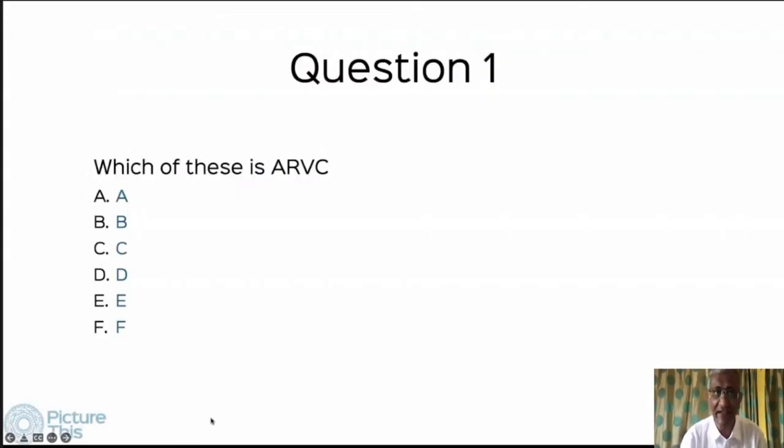So the question slide is here. I showed you 6 cases. You were to make up your mind on any of these. Which of these is ARVC? A, B, C, D, E, F.